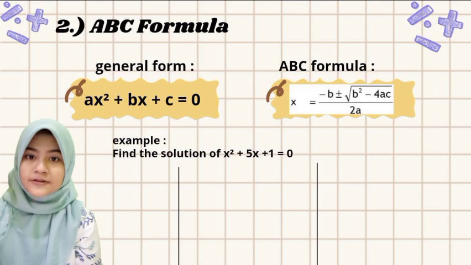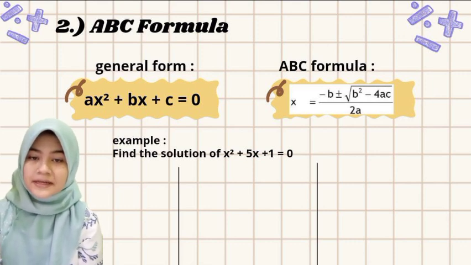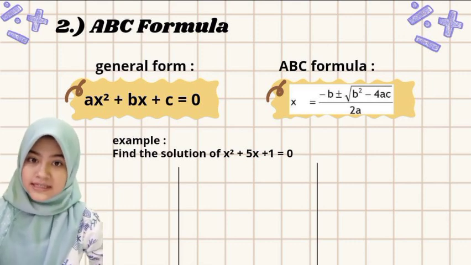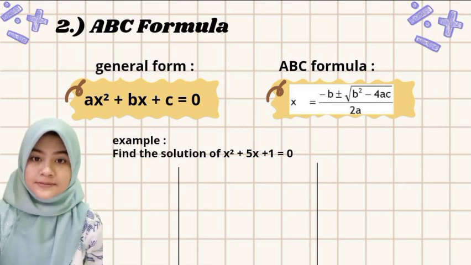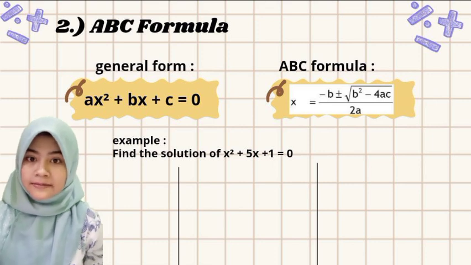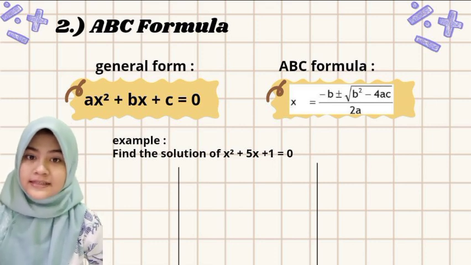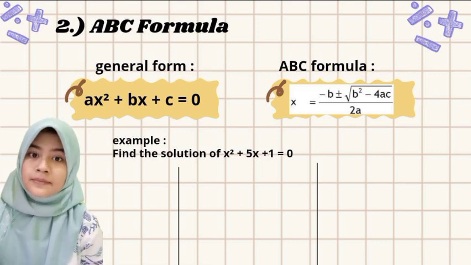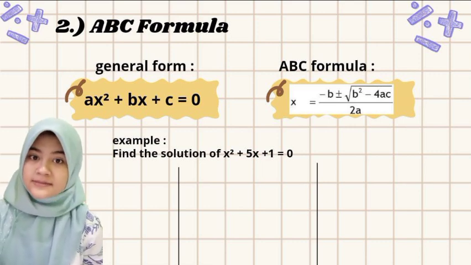Next, the second quadratic equation formula is the ABC formula, with the general form a times x to the power of 2 plus b times x plus c equals 0. And the ABC formula is x equals minus b plus minus root of b to the power of 2 minus 4 times a times c, divided by 2 times a.